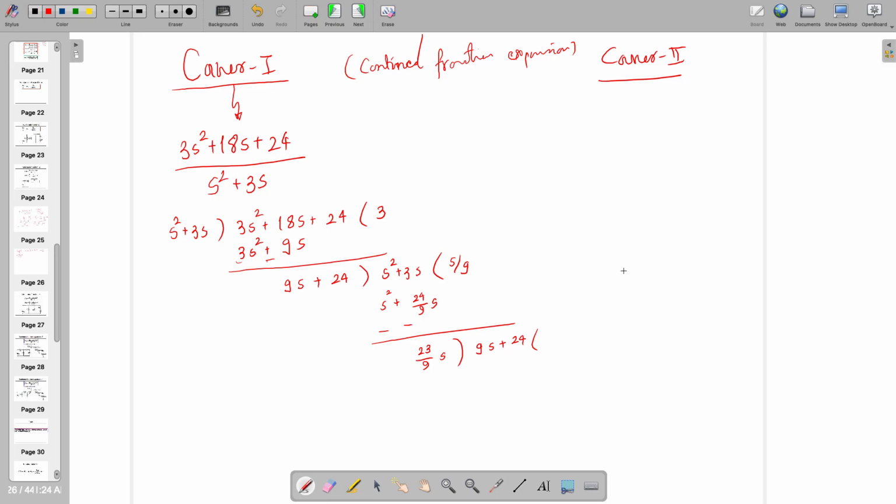Did I make any mistake? Which one? So 1 by 3. Okay. Then 9 by 3, right? No. 27. Right. Then it's 9s. That's done. Then 24 by 3s. Right.